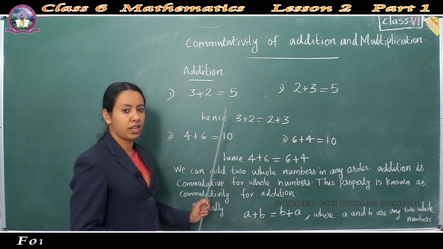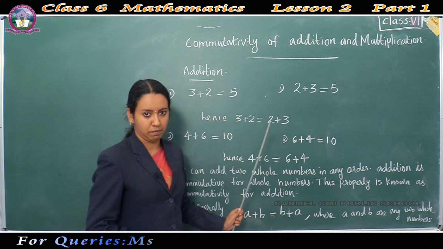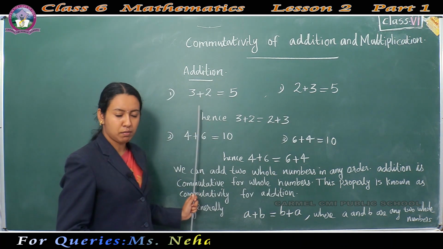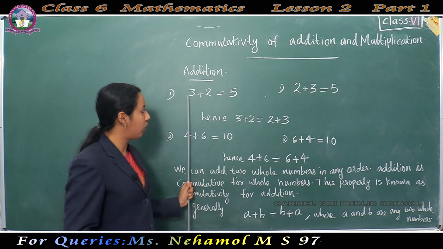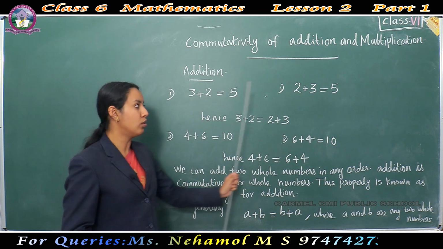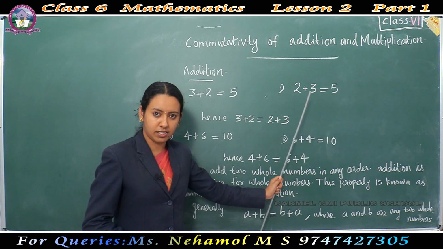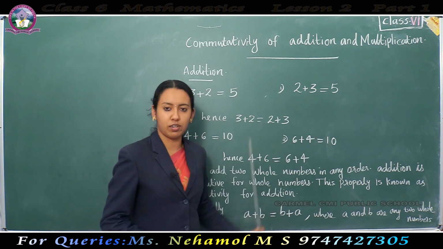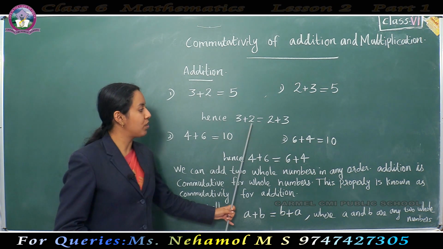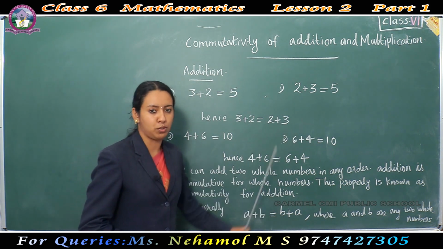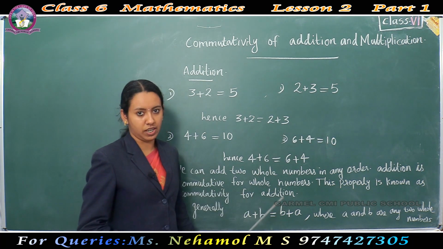What is the difference here? Here 3 plus 2, here 2 plus 3. Whole numbers are the same, but the order is changed. But the answer is the same in both cases. Is it? Here also 5, here also 5. So, we can write, hence 3 plus 2 is equal to 2 plus 3.